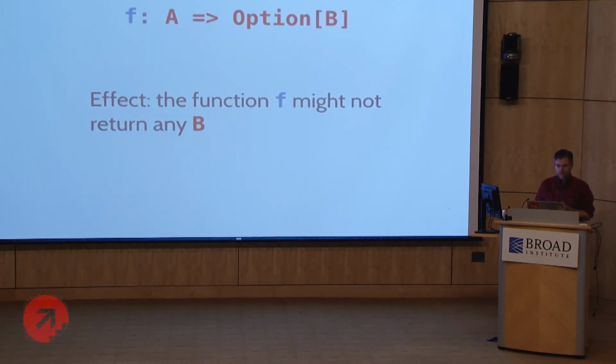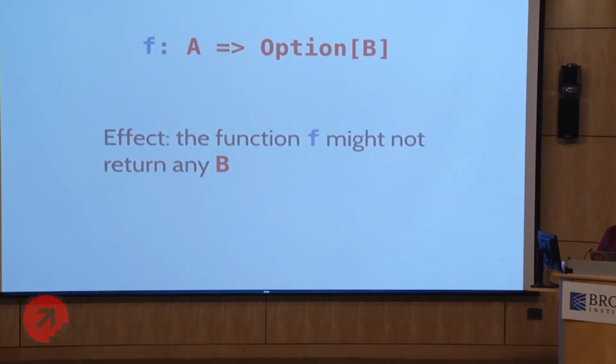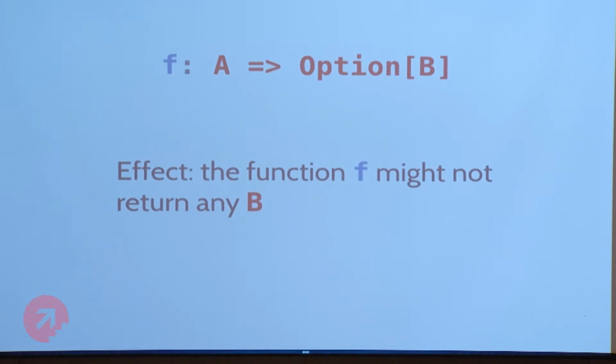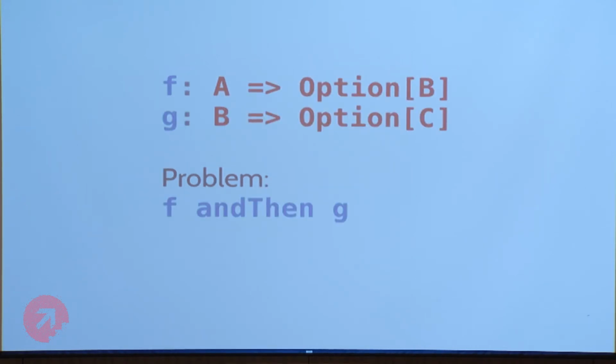Option is an example of such a functor. And sometimes in Scala, we're going to be working with functors to model effects. And here the effect of the function f is that f might not return a B at all. So it takes an A and it doesn't return a B, it returns an Option B, which might be None. So this might be a problem for composition because if we have f and g like this that both return options, we can't say f and then g. We can't compose them in the ordinary way, right? Because the Option B is not compatible with B.